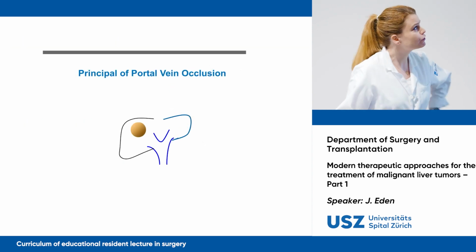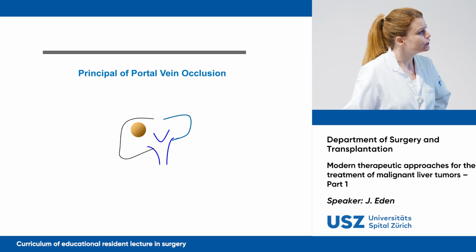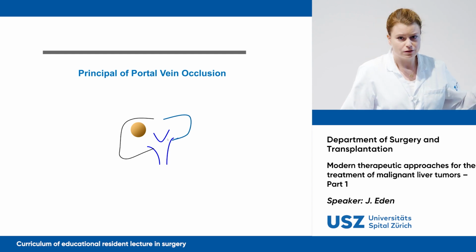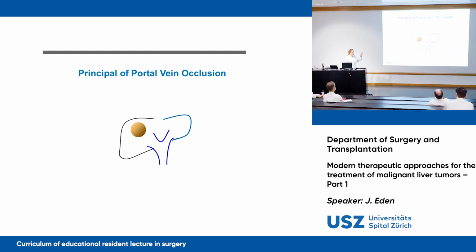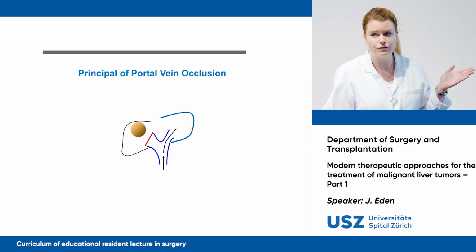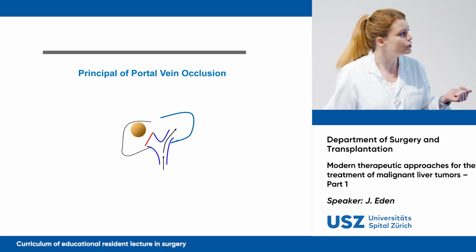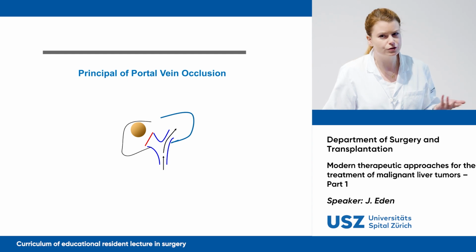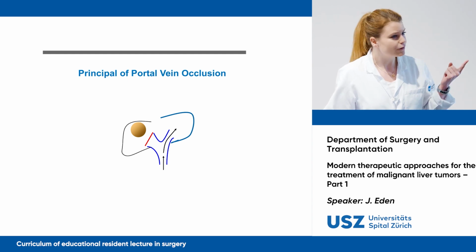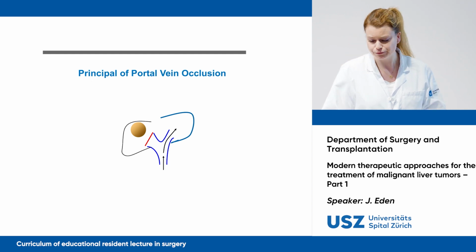Let's talk about the principle of portal vein occlusion first. So you see the liver, you have the left lobe, you have the right lobe. The right lobe is tumor bearing. What we're going to do is we're going to occlude the right portion of the portal vein, the right portal vein. And what's going to happen is that there's an increased blood flow to the left side of the liver and a decreased blood flow to the right side, a non-existing blood flow. And within a matter of 3 to 4 weeks, the left lobe of the liver grows and the right side shrinks.